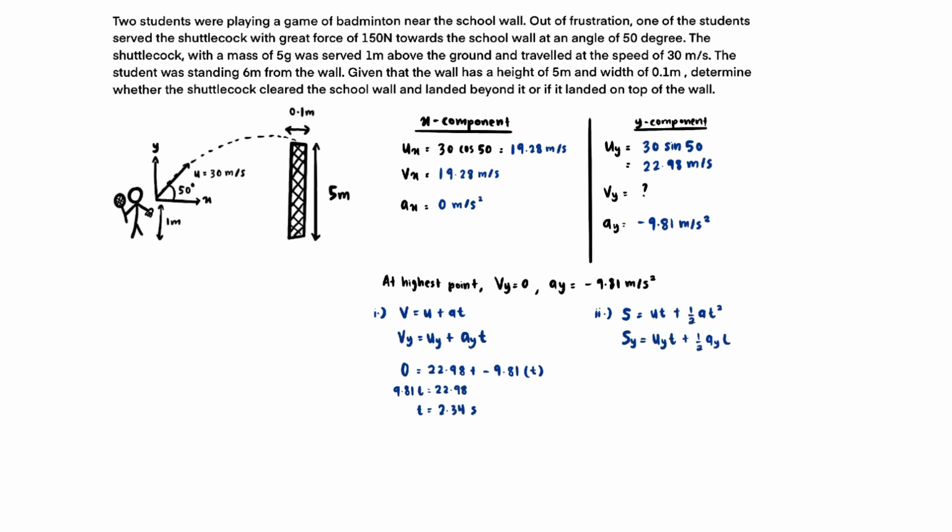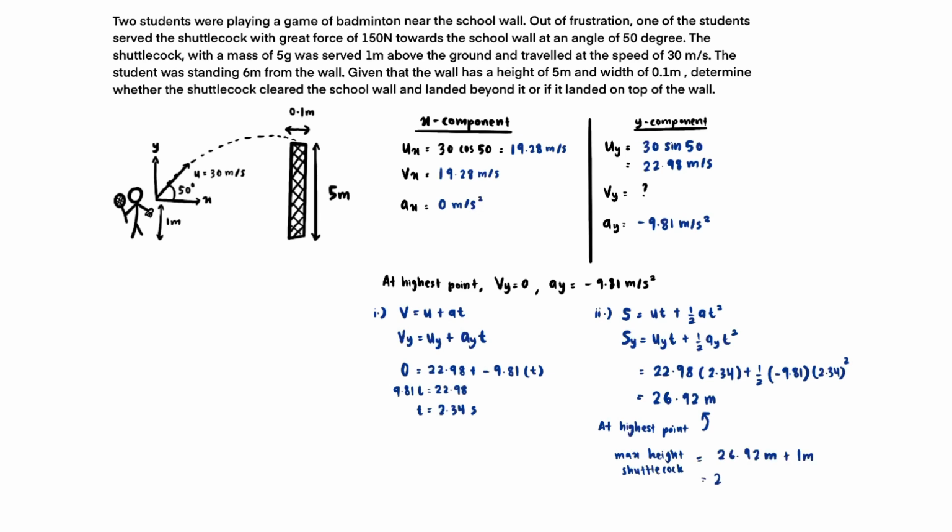Now, we can calculate the total vertical displacement of the shuttlecock. By plugging in the data, we get the total vertical displacement is 26.92 meter. Since the shuttlecock was served 1 meter from the ground, the maximum height that the shuttlecock can reach from the ground is 27.92 meter.